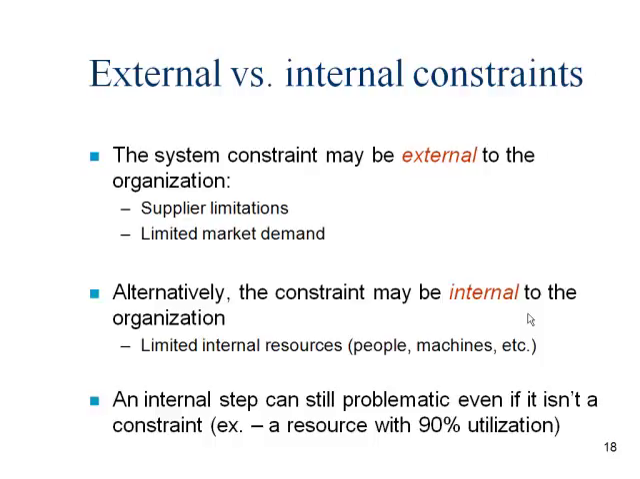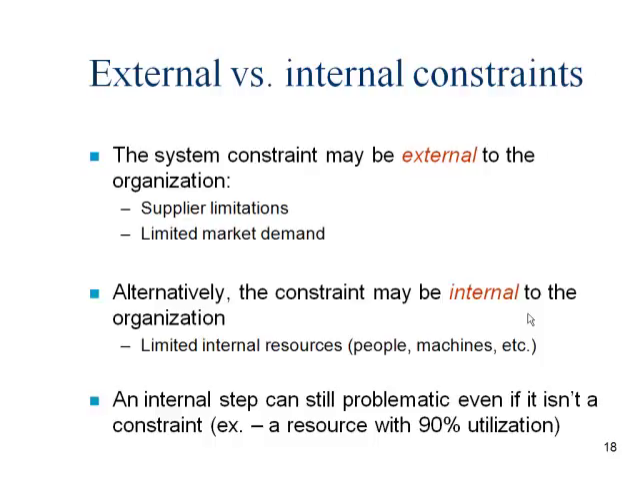Now, alternatively, if the system constraint isn't external to our organization, then it has to be internal. And it's going to be some limited internal resource, people, machines, etc. Or as we talked about earlier, it could be some set of rules or procedures we follow. An internal step can still be problematic if it isn't a constraint. Now, let me give you an idea of what I mean by this.